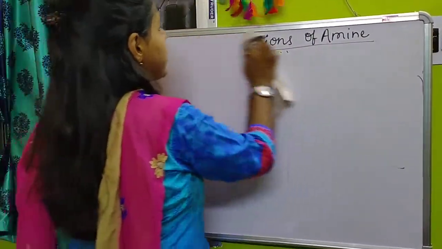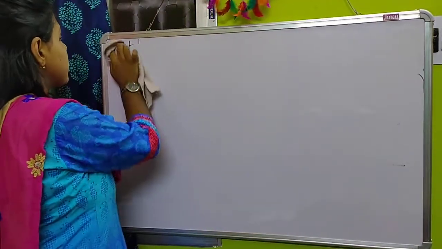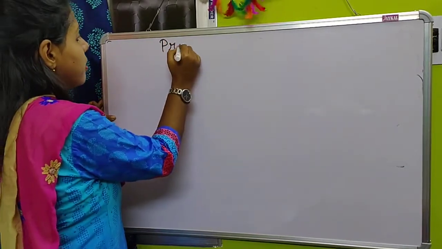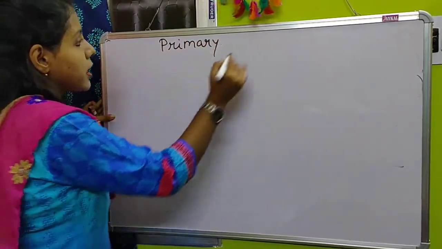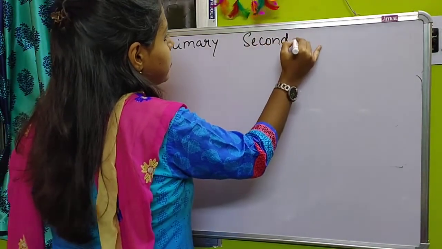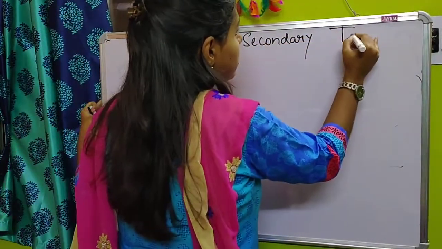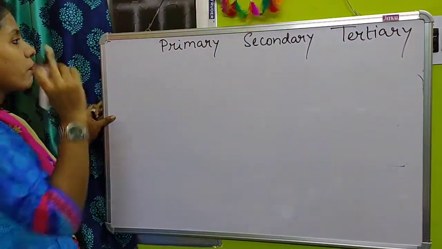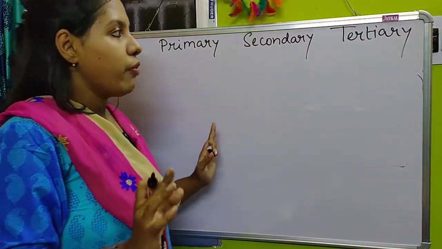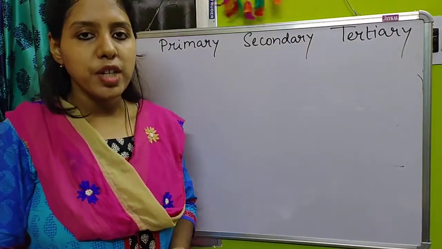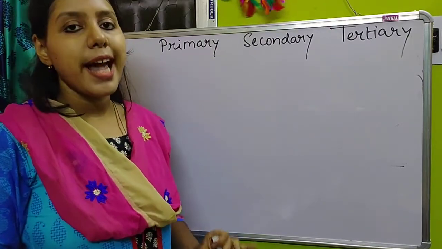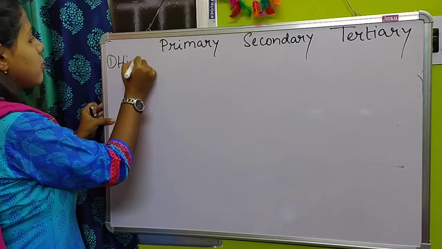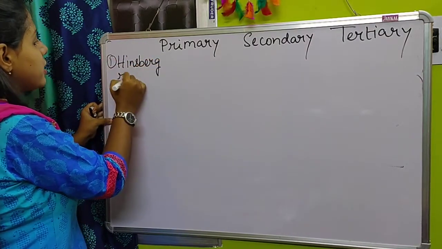Now the last topic of today is the difference between primary, secondary and tertiary amines. Here we could use various types of reagents. First I am showing the reagent, that is Hinsberg reagent.